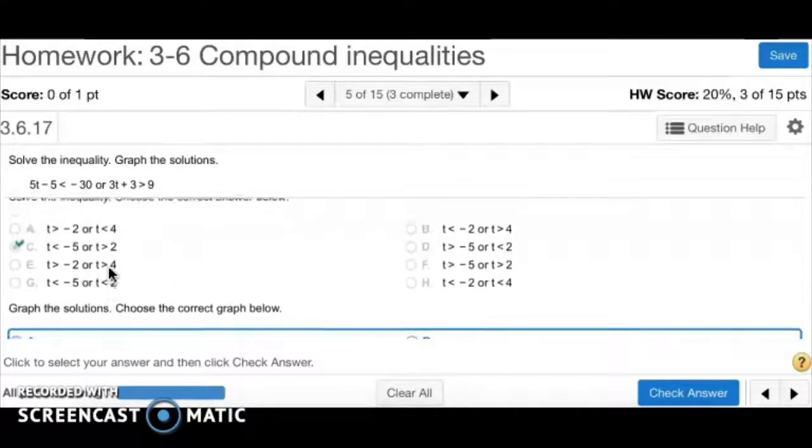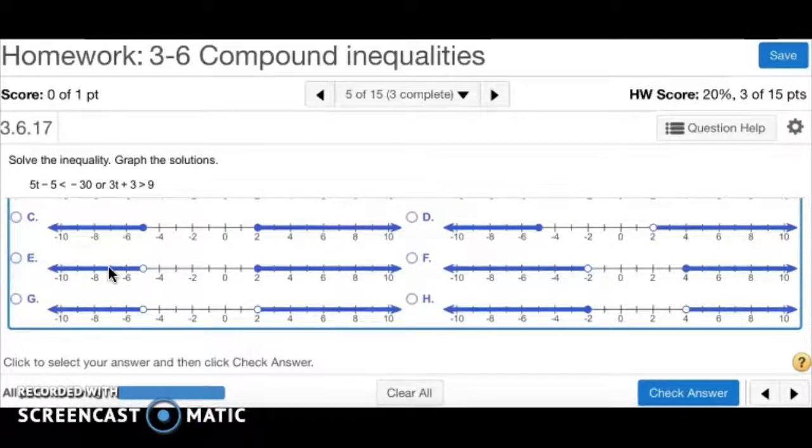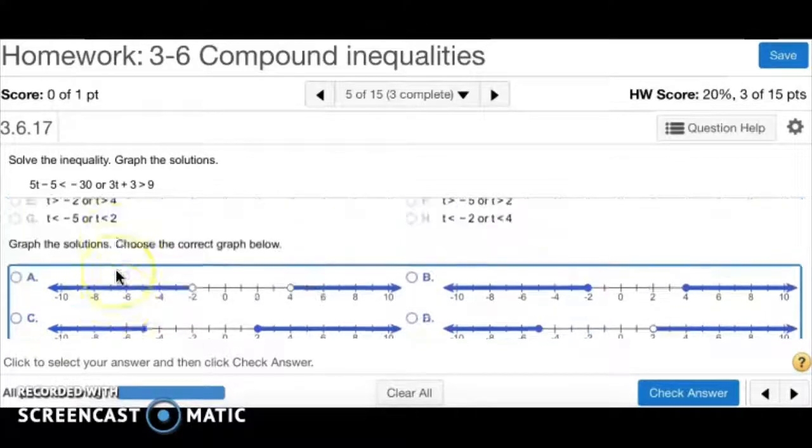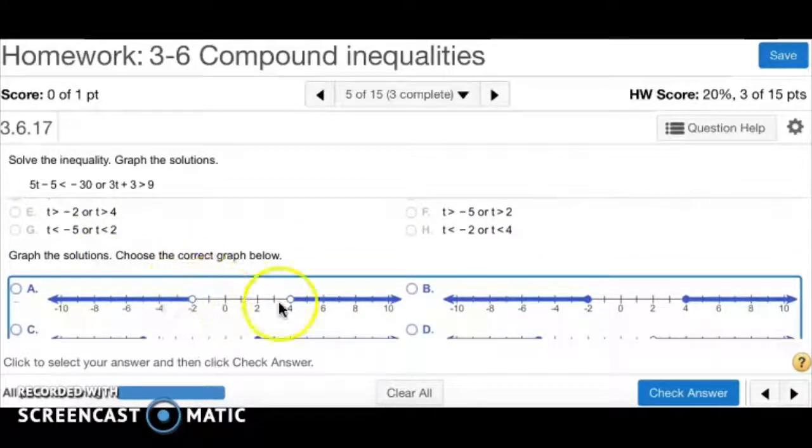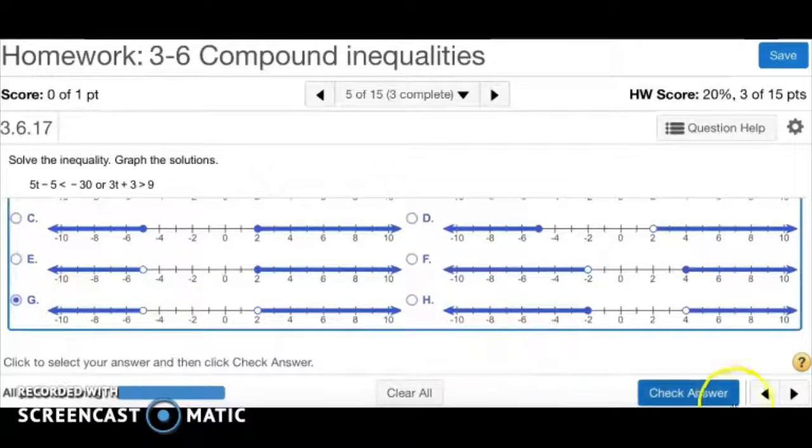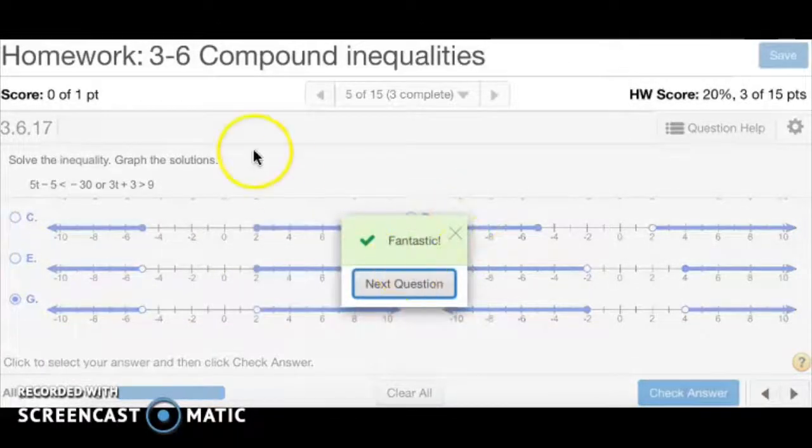Now we have negative 5 and positive 2. So that means G. A is negative 2 and positive 4. So it has to be G. And that's the answer for number 5.